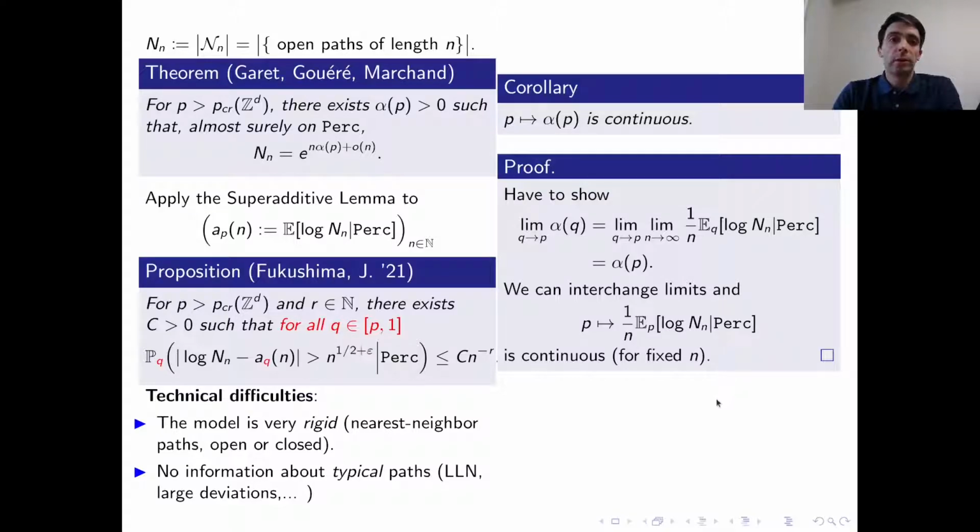And once you have justified this, you're in fact done, because as long as time is fixed, this quantity here is clearly continuous. Namely, it depends only on a finite number of random variables, so you can, for example, use dominated convergence. So the real technical step is to justify interchanging the limits.